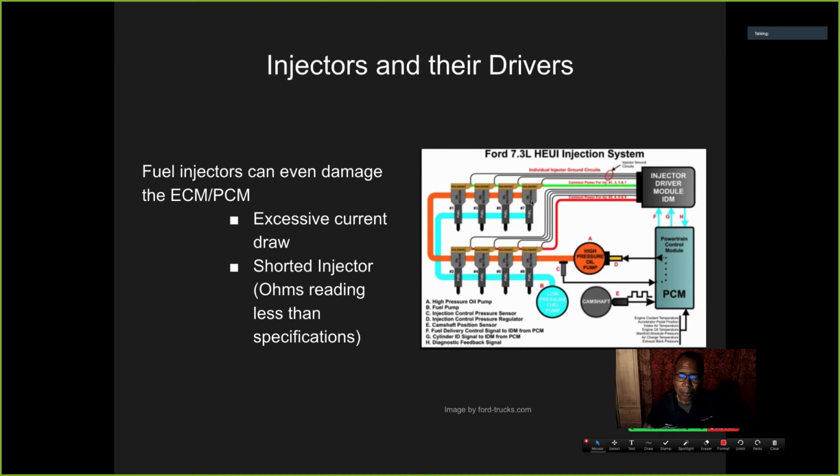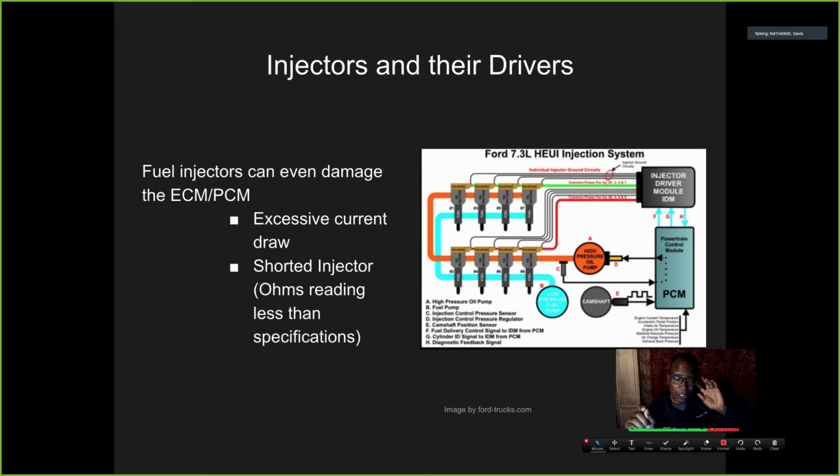If it's shorted, remember a short means anything less than the specifications given by the manufacturer. So if this was an injector that was supposed to be 12 to 15 ohms, and it reached 0.5, that's a short. And remember Ohm's law, right? When you have less resistance, you draw more current. And to draw more current on this driver, the injector driver can burn up inside the PCM, or the PCM can shut off the car, turn the car off. It can answer the question either way.